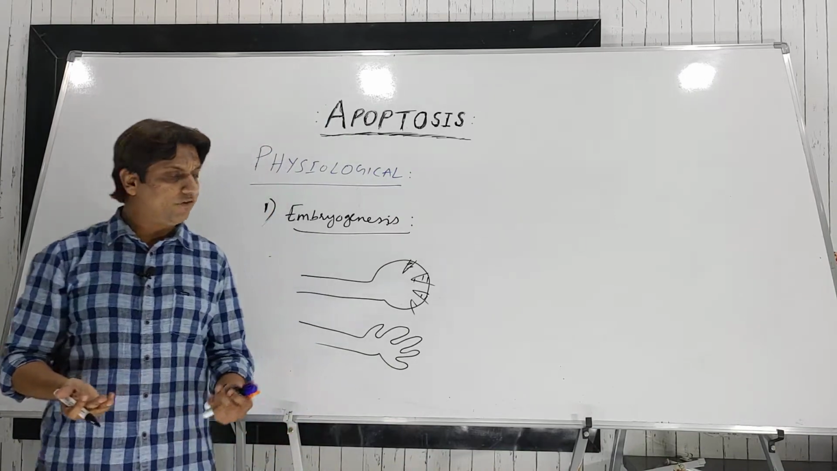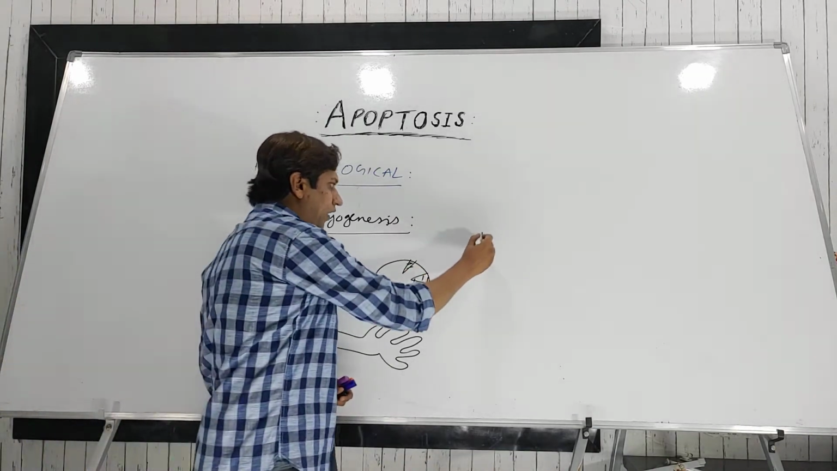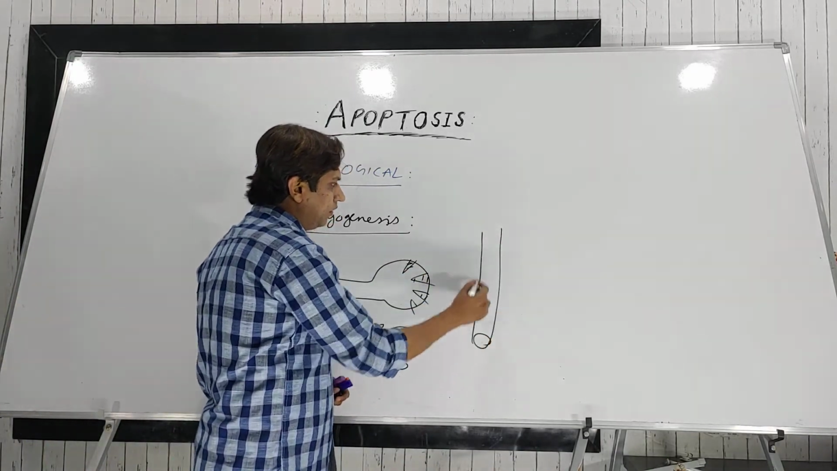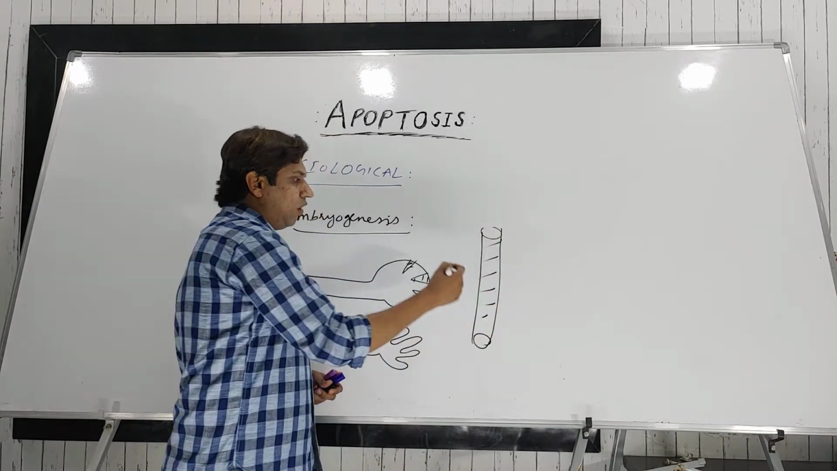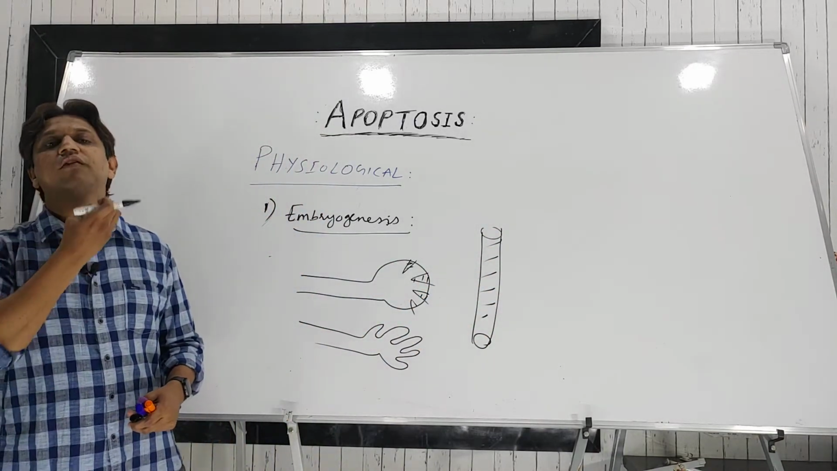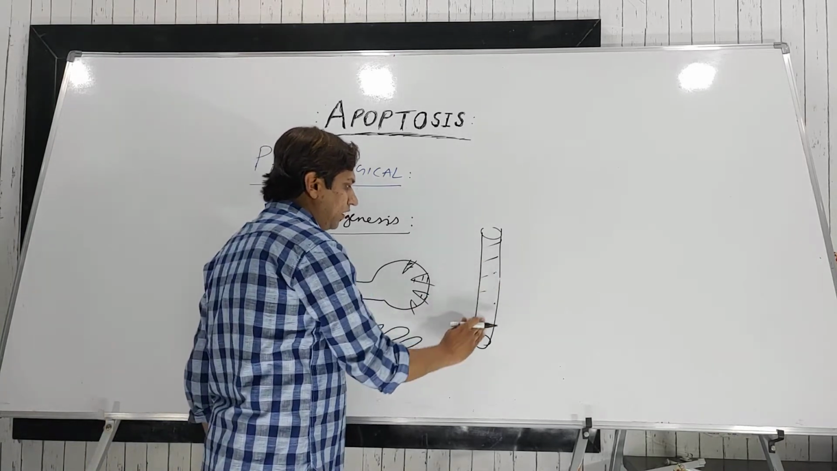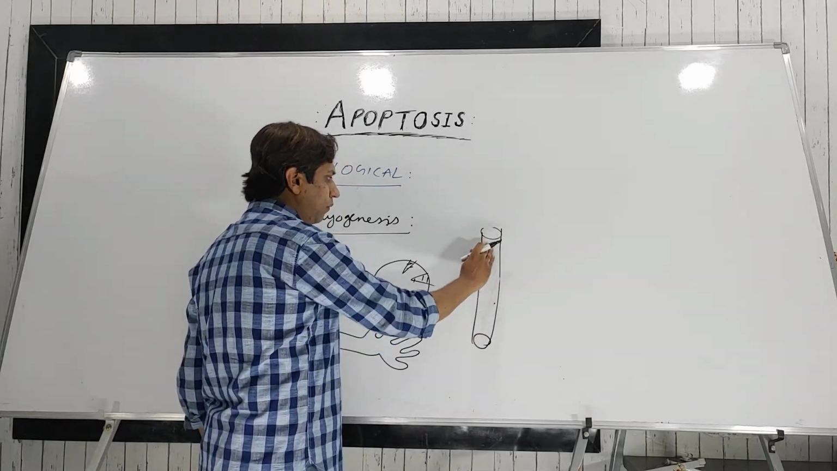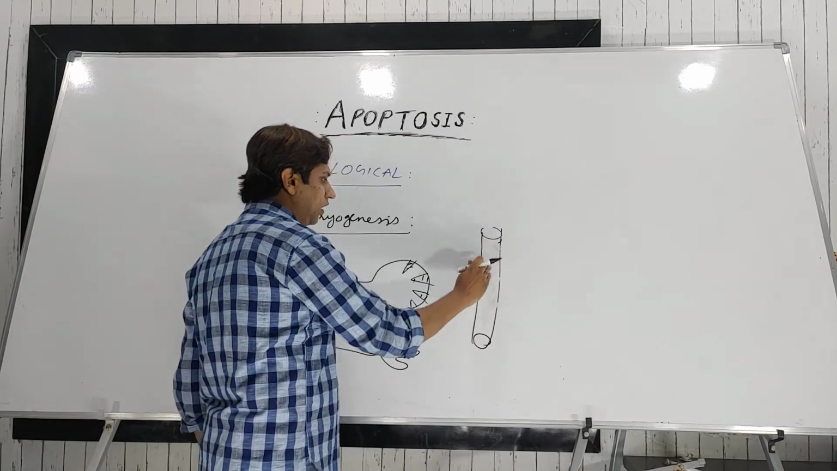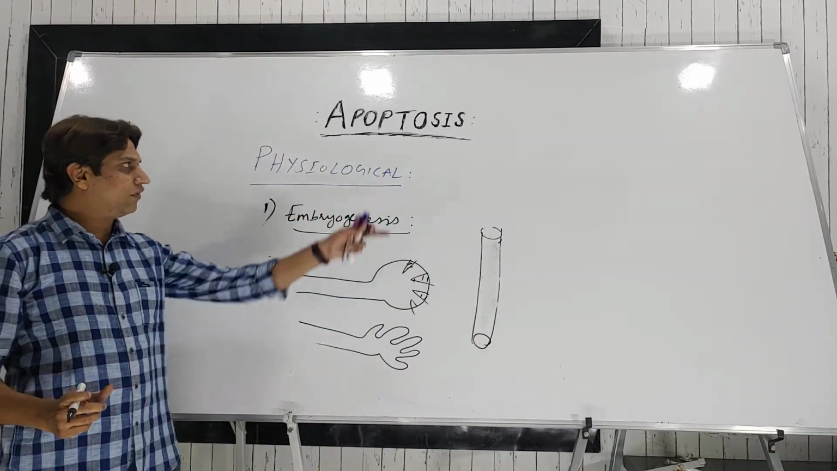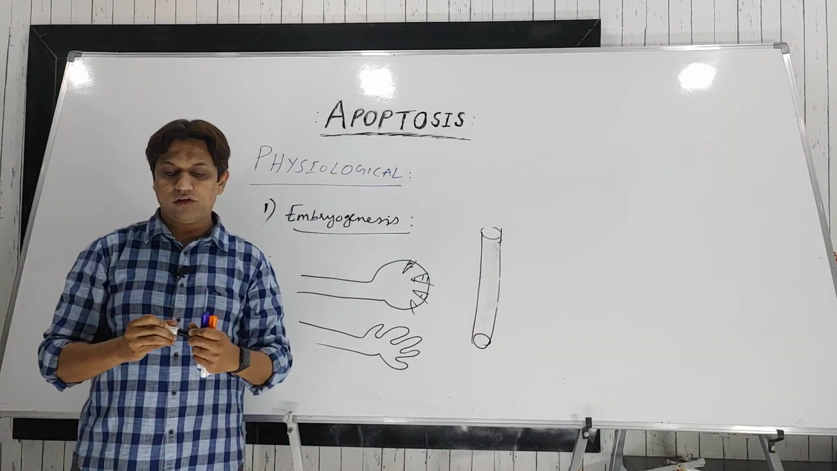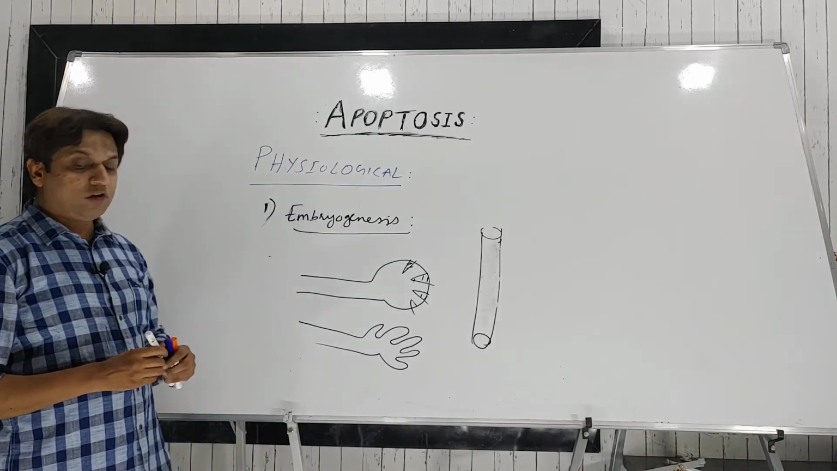Similarly, if we consider the esophagus, initially it will be just a solid mass of cells. But later, the cells in between will die due to the process of apoptosis, and it will become a tube-like structure. That is an example of apoptosis. So this is an example of embryogenesis.